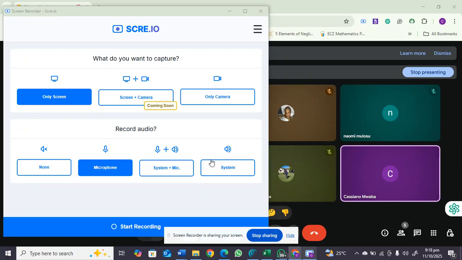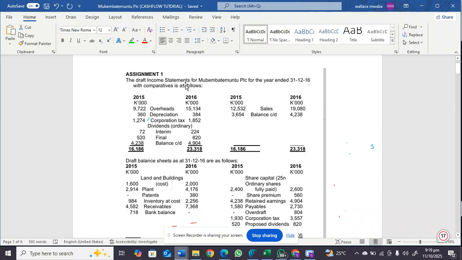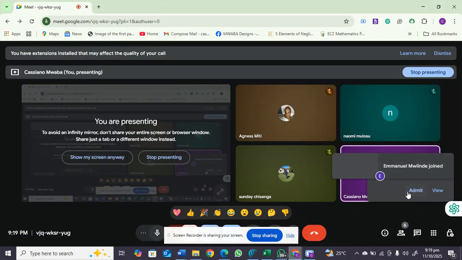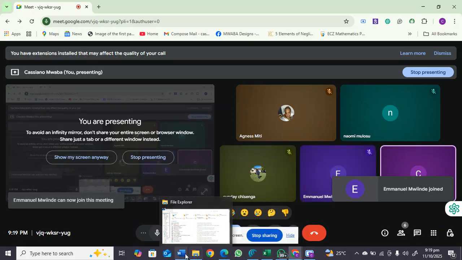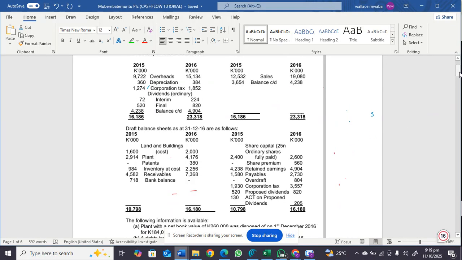All right, we have a question here. The draft income statements for this company for the year ended 31st December 2016 are as follows. So here we've got an income statement and a balance sheet for this company for the years 2015 and 2016. I'll be going through the items as I'm solving the question.